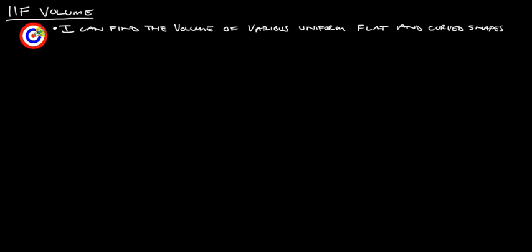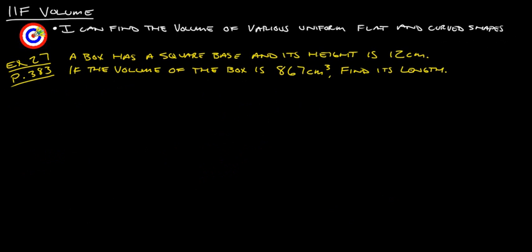All right, one last example and we'll be done. A box has a square base and its height is 12 centimeters. So let's just draw ourselves a little box here. It says that it has a square base and, ooh, that was bad. That's worse. Still not so good. That's going to have to be close enough. Okay, go with it. That's ugly, but you get the idea. So it's got a square base and its height is 12 centimeters.